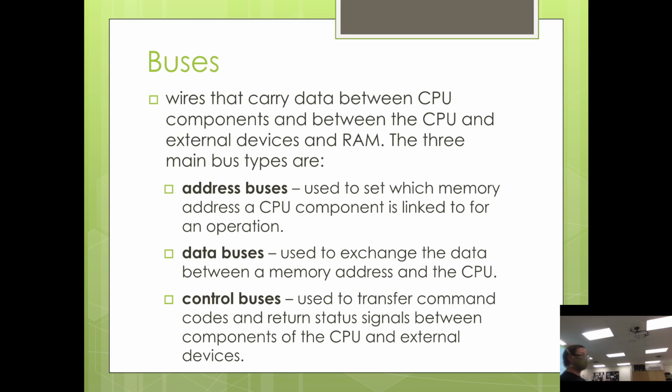The data bus is like, here is the data we want to store on the hard drive. Here is the data we want to store in the RAM. Here is the data related to the image we want displayed on our monitor.